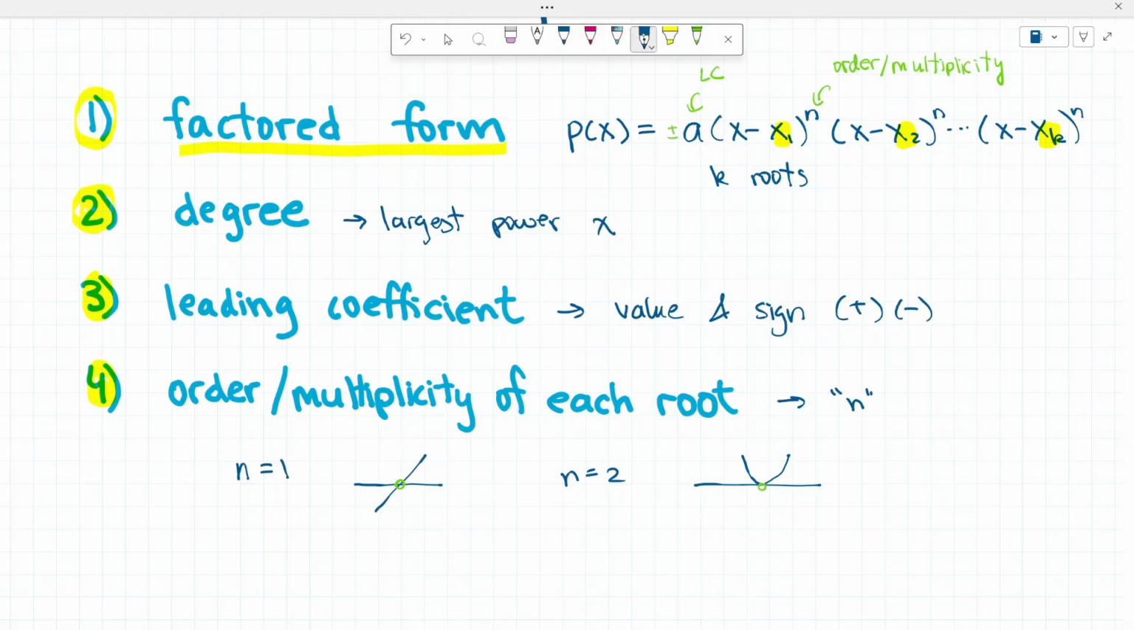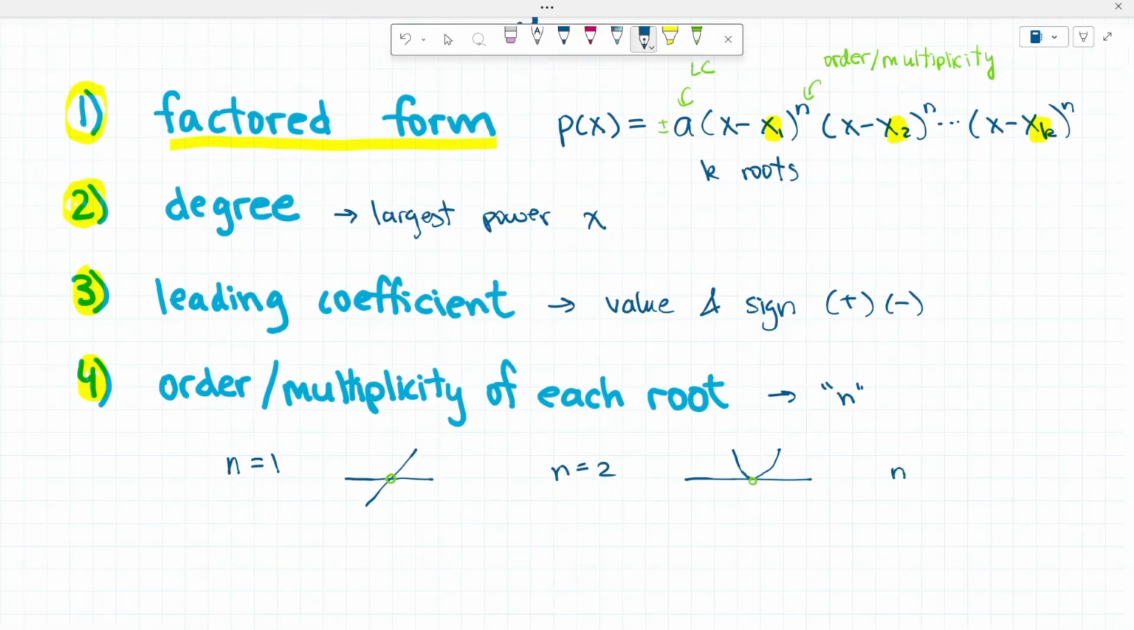If n equals 3, I think you can guess the pattern by now, it's going to follow the behavior of a cubic function. So at the x-intercept, it's going to kind of wiggle and have this squiggly line as it crosses. So that's why it's important to understand the order and multiplicity of each root, because it tells us how the function behaves or interacts with the x-intercept at the root.